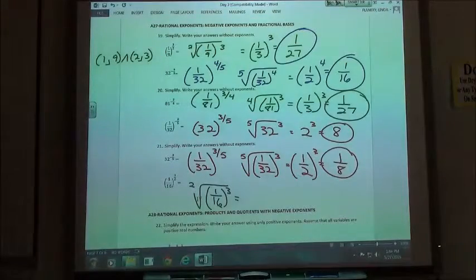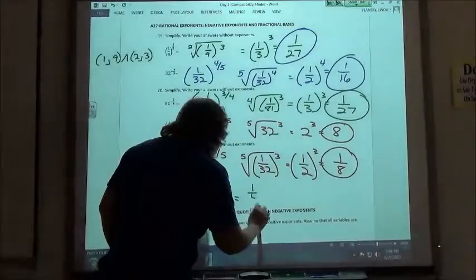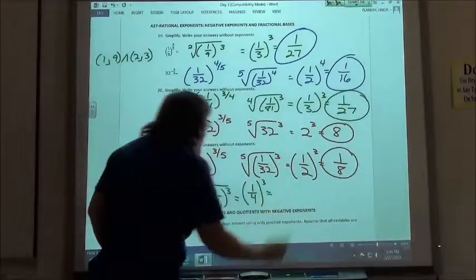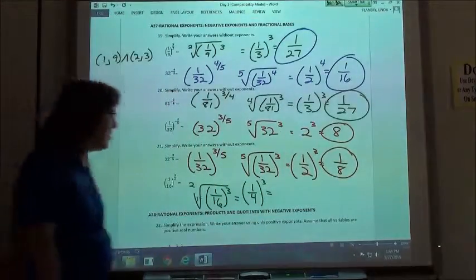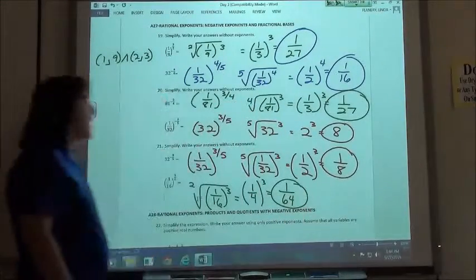So the square root of 16 is 4. So the square root of 1/16 is 1/4. 1/4 raised to the third power. 4 to the third power is 64. So 1 over 64 is going to end up being my answer.